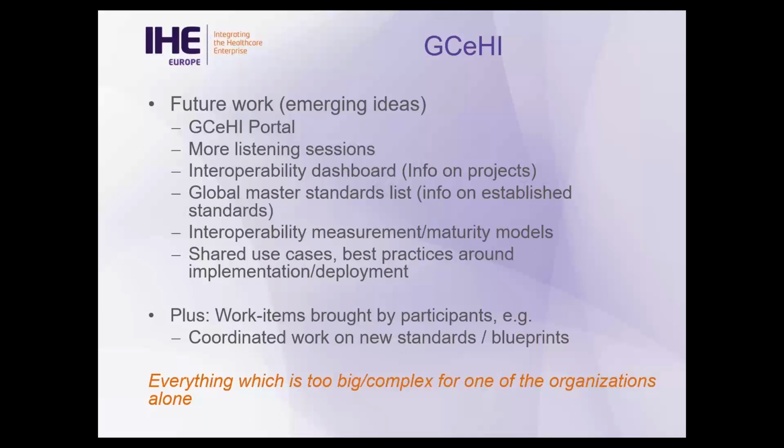So all work items, which are not all of them are unknown, but which were not really accomplished in the past because they are simply too complex or too big for one of the organizations alone. So in short words, everything which is too big, too complex for one of the organizations, the consortium should be the first level door to attach to it.